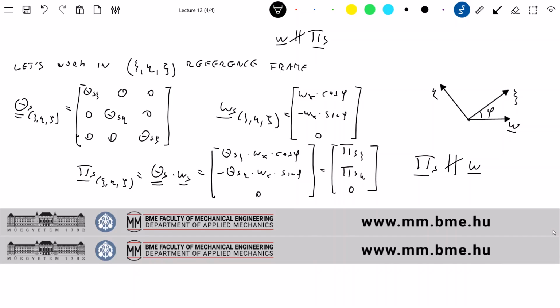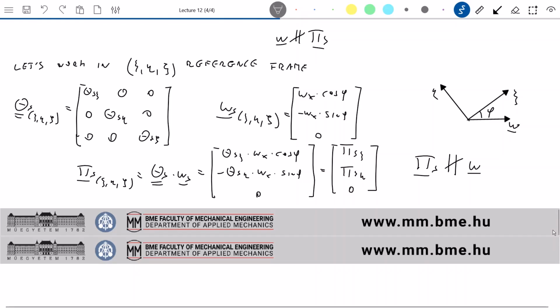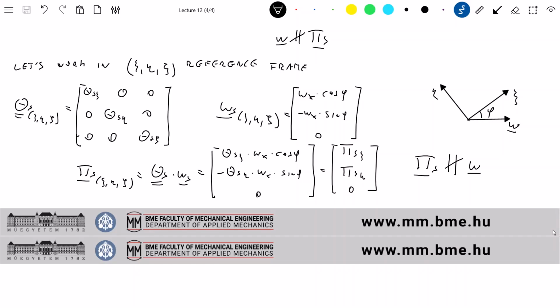Okay, because omega is only... wait. So pi s in general is not parallel to omega. It can be parallel only if... so in general it's not parallel. They are parallel if theta s psi is equal to theta s eta. In that case it would be parallel, but in general it is not parallel.